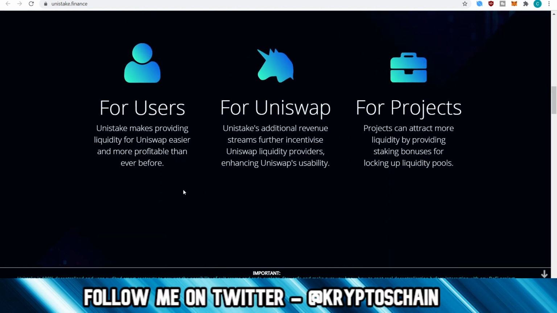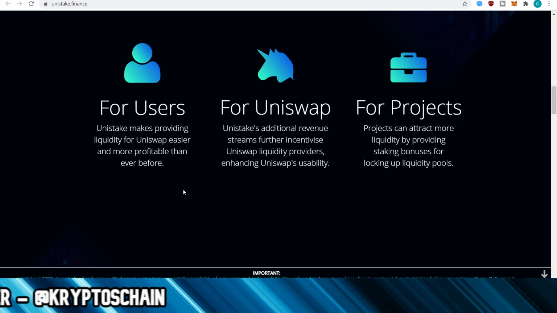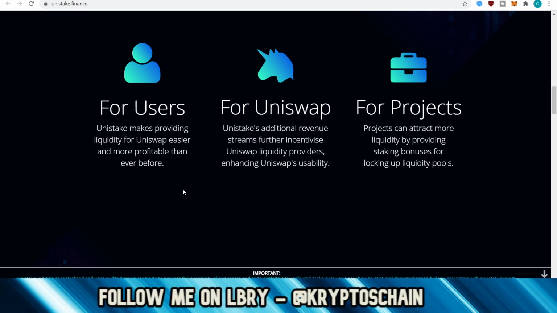So for users, Unistake makes providing liquidity for Uniswap easier and more profitable than ever before. And for Uniswap, Unistake's additional revenue streams further incentivize Uniswap liquidity providers, enhancing Uniswap usability. And for projects, it can attract more liquidity by providing staking bonuses for locking up liquidity pools.